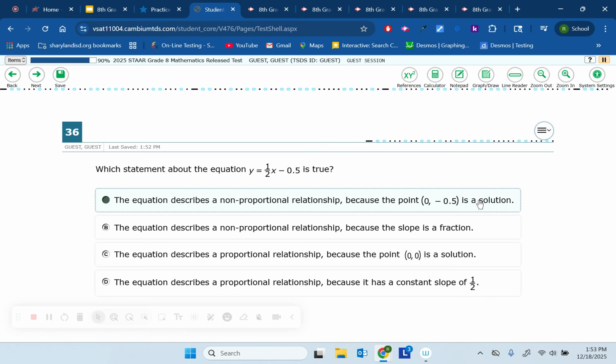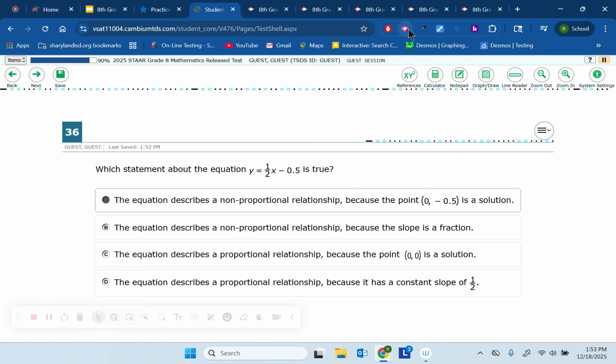If you're a teacher watching this, this is not a good question for the kids. I have an issue with the y-intercept being called a solution. So let me get with the people who decide why they can name that a solution. It's not a solution. 1, 0 was a solution. Anyway, I do have an issue with this question.